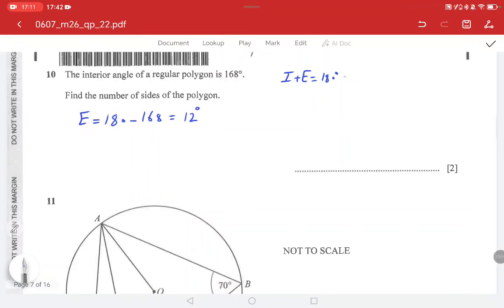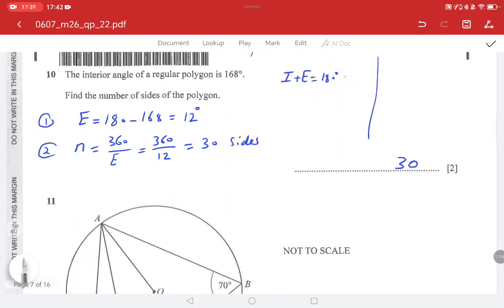Okay. How to find the number of sides? Second step, number of sides equals 360 divided by the exterior angle. So 360 divided by 12. So the answer is 30 sides. So you can just write here 30.